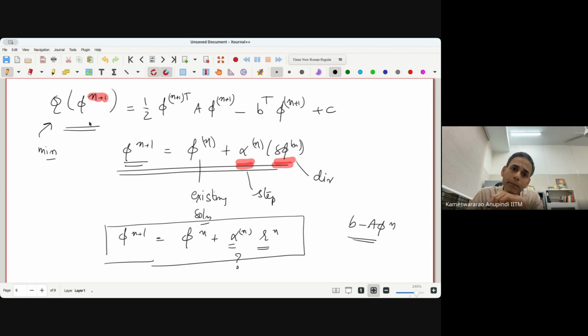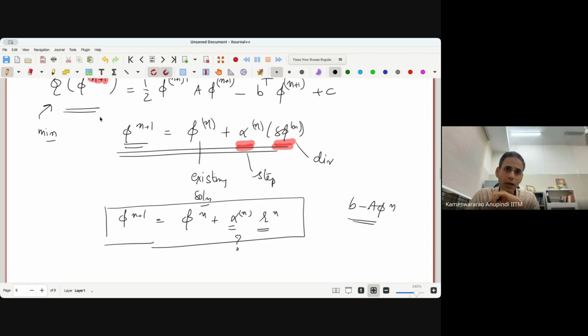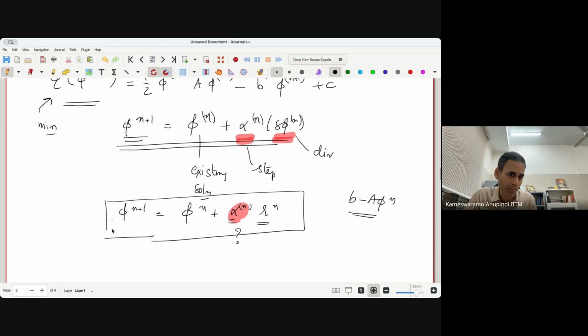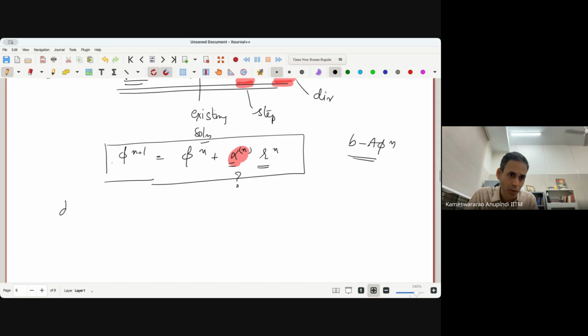I'm going to differentiate this, but what I don't know is, I want to calculate what alpha is, how much of a step I should take. So I'm going to set dQ of phi n plus 1 divided by d alpha n equal to 0. Okay, so I want to know how much step I should take. I'm going to differentiate this with respect to alpha n and set it equal to 0.